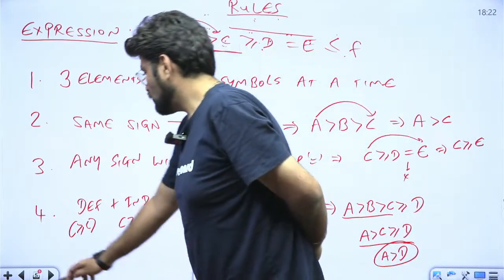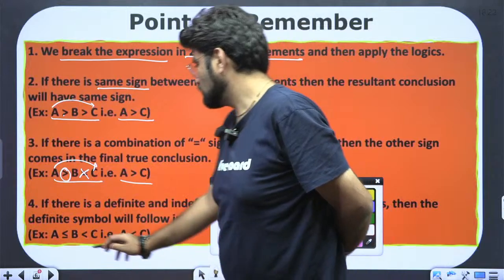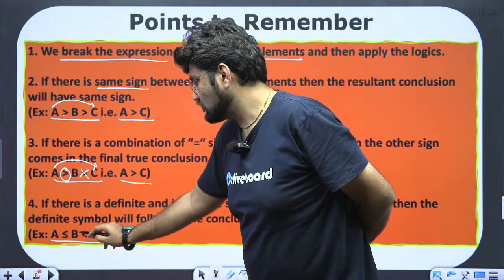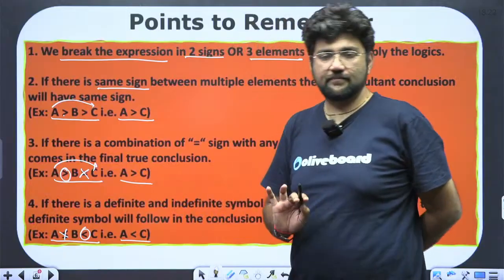Okay. So these are the 4 rules. I have already explained everything to you. We'll just take this example also. A less than equal to B less than C. So we'll drop the less than equal to. We'll take this forward. So A is less than C.